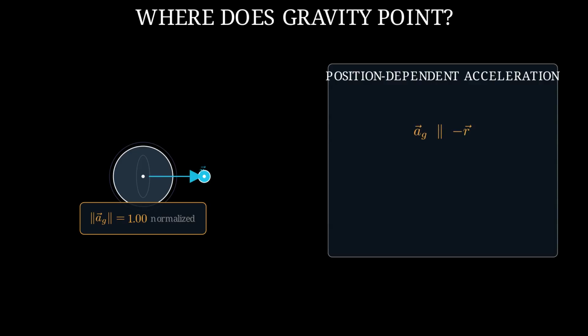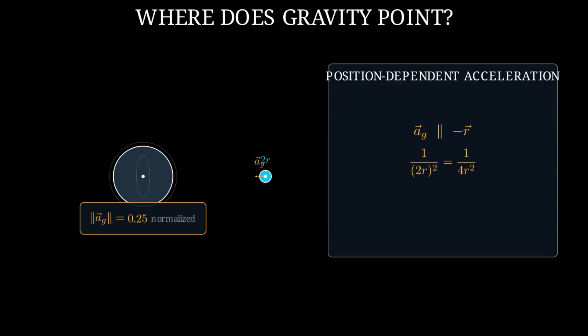Draw the separation vector from the primary center to the probe. That vector points outward. Gravity points in the opposite direction, so the acceleration law needs a minus sign. As the probe moves, this separation vector rotates, and the gravitational acceleration keeps aiming toward the same center. At radius 1, call the acceleration magnitude 1 unit.